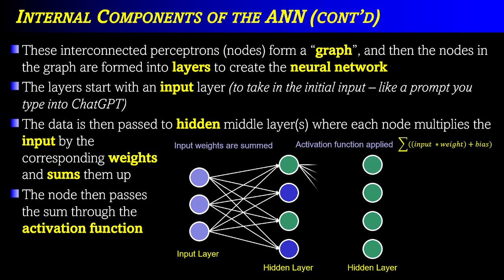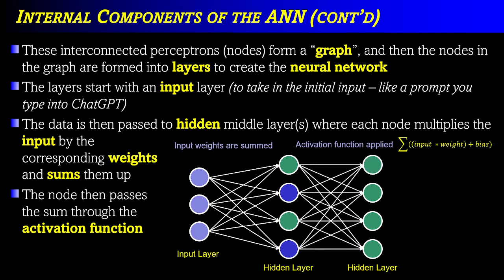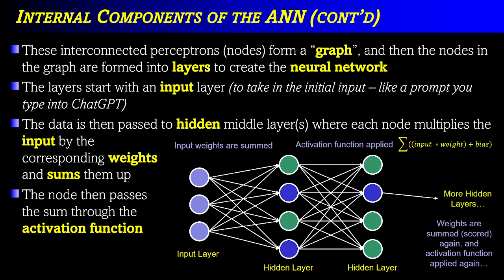It will then pass that to another hidden layer, which will perform the same function. It will sum all the inputs and their weights, add in the bias, and then determine through an activation function whether or not each node in that hidden layer will activate. And in this case, only one of our nodes will be activated. And it will continue to go through more and more hidden layers. Weights are summed, they're scored again, the activation function is applied again, etc., etc., as it moves through each hidden layer of the neural network.